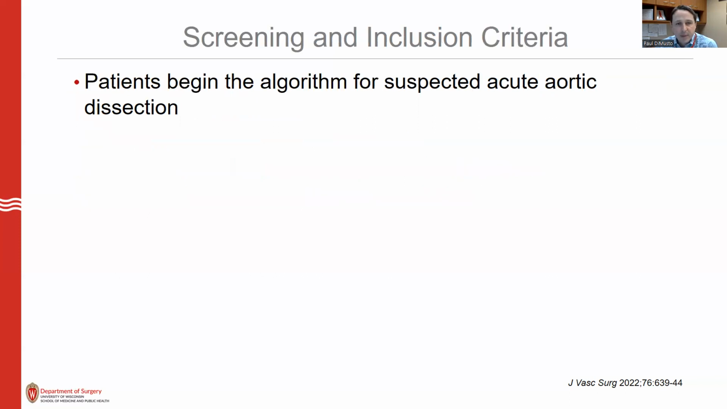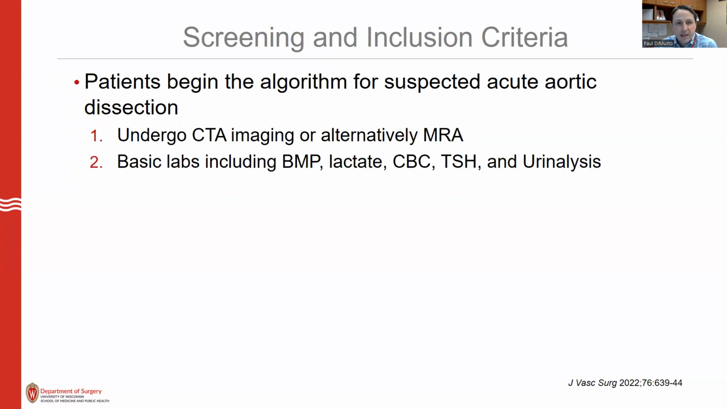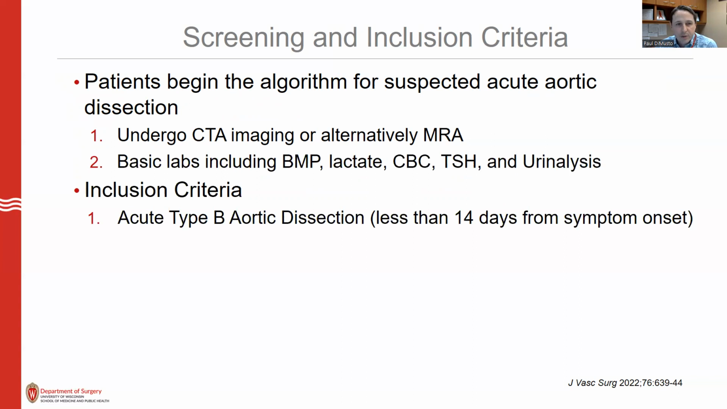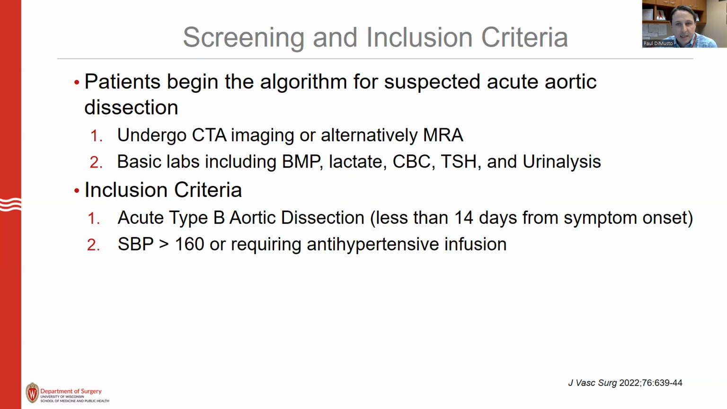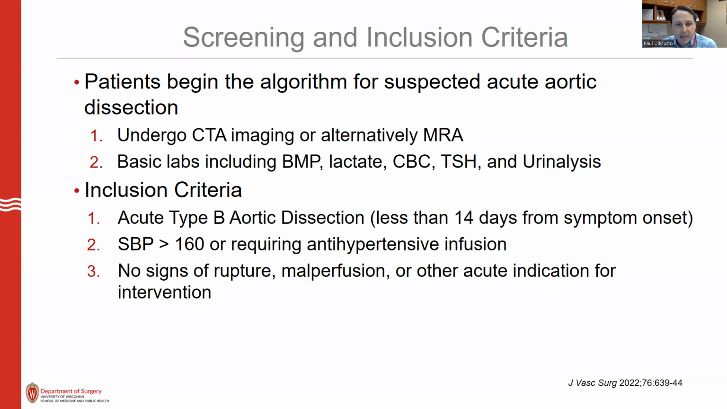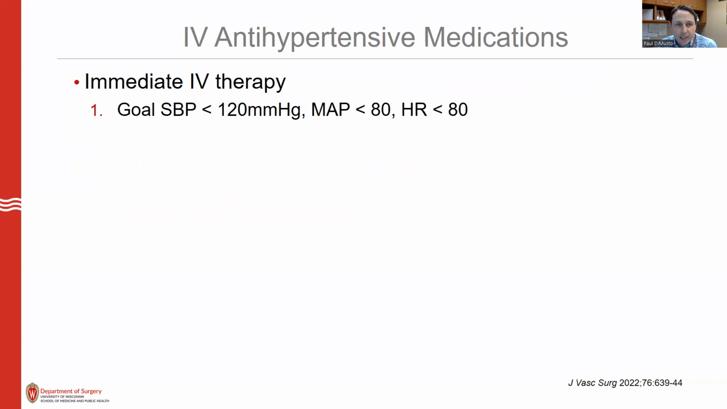Any patients that have suspected acute aortic dissection are initially put on this protocol after undergoing CTA imaging to confirm the diagnosis. Patients get a basic set of labs. A TSH is important to make sure there's no other driver of their hypertension. And then if a patient has an acute type B aortic dissection, again, less than 14 days from symptom onset, has a blood pressure that requires antihypertensive infusions, and there's no signs of a complicated dissection, we then place them on this pathway. We follow the AHA guidelines for a goal systolic blood pressure of less than 120 millimeters of mercury, heart rate of less than 80.